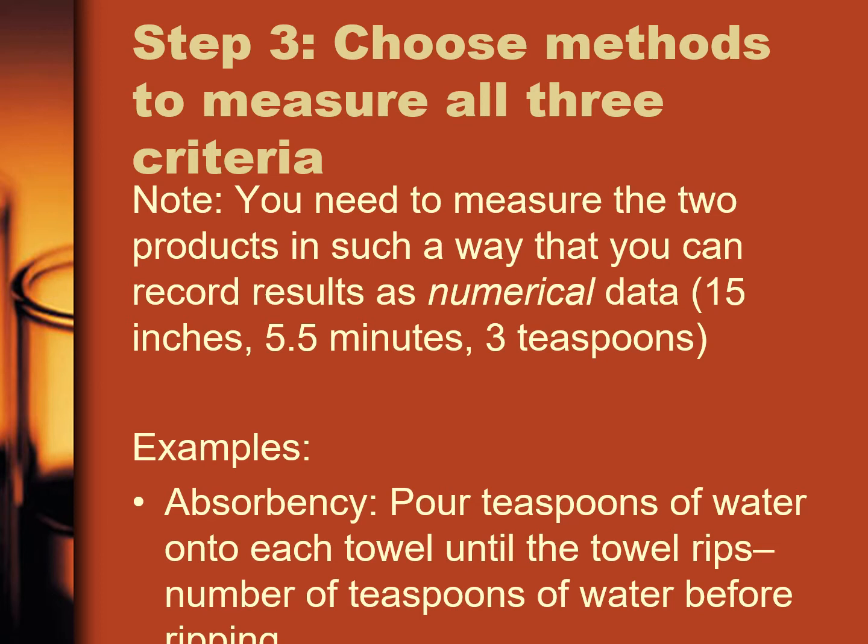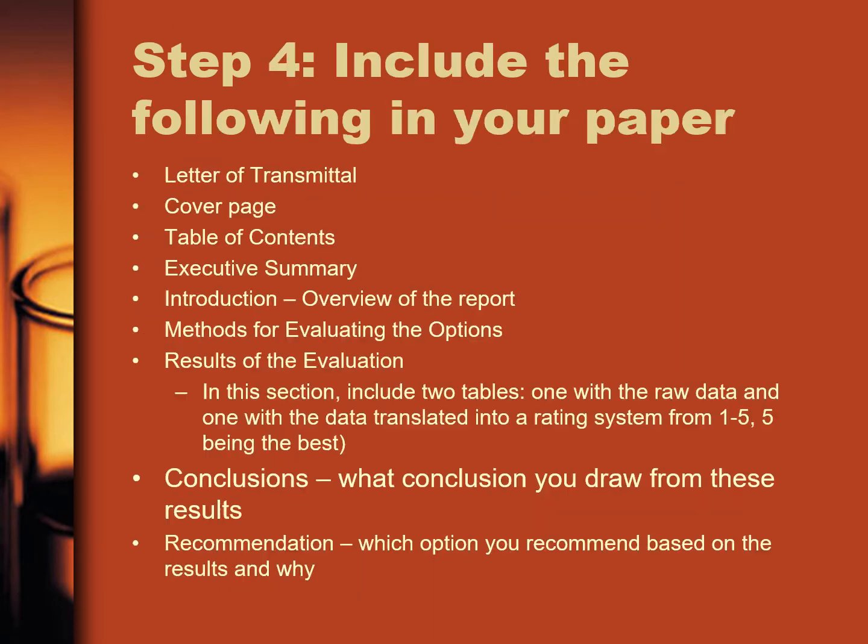So example, absorbency, if I'm testing that, I could pour teaspoons of water onto each paper towel. So first the Bounty and then the store brand, until the towel rips. And I can see the number of teaspoons of water before ripping. So I'm counting 1 teaspoon, 2 teaspoon. Oh, it ripped. Okay, move on to the next paper towel. 1 teaspoon, 2 teaspoon. Oh, the store brand ripped. Okay, so you're going to look and see how many teaspoons it took for the paper towel, if you're testing paper towels, whatever you're testing.